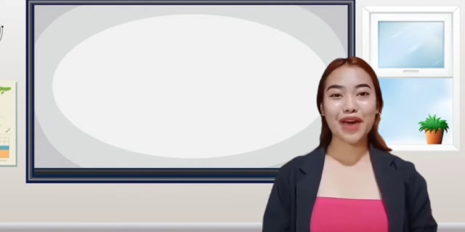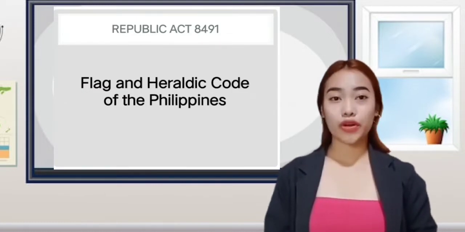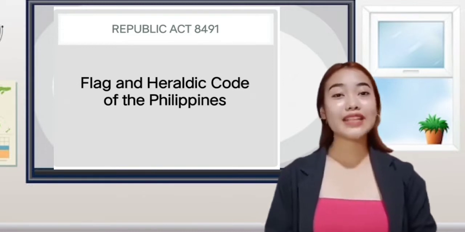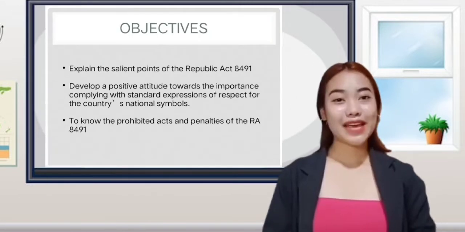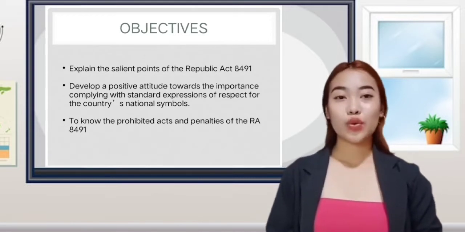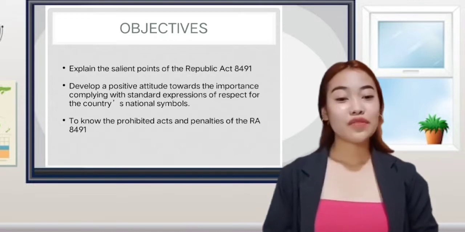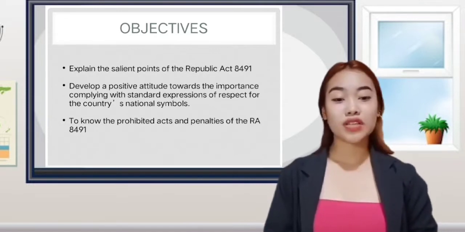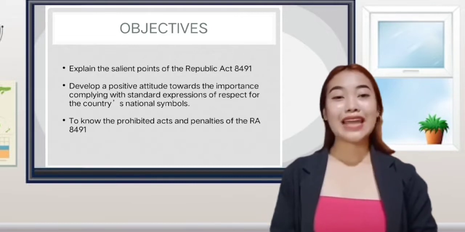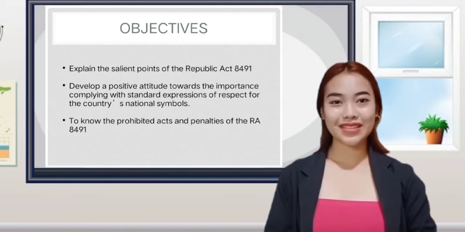Today, we will tackle Republic Act 8491, which is the Flag and Heraldic Code of the Philippines. Today's objectives are to explain the salient points of Republic Act 8491, to know the prohibited acts of Republic Act 8491, and to develop a positive attitude towards the importance of complying with the standard expressions of respect for the country's national symbols. I hope that by the end of this presentation, you are going to attain those objectives.